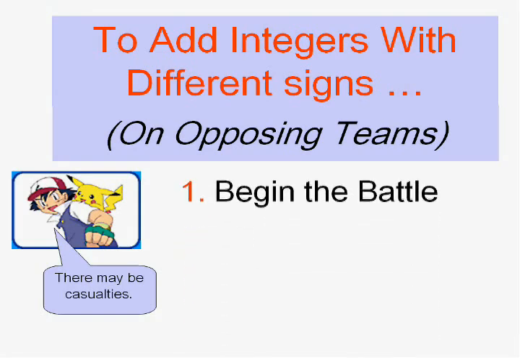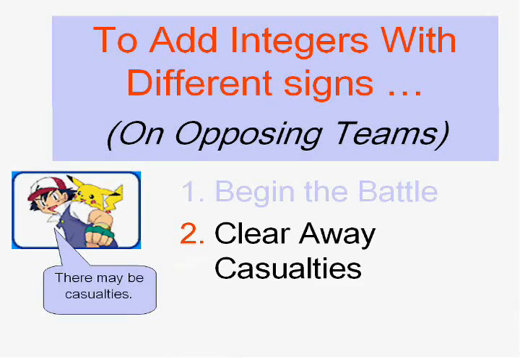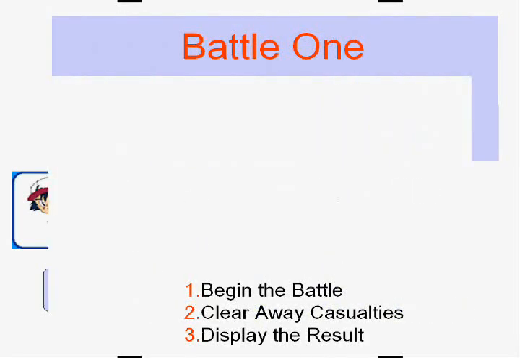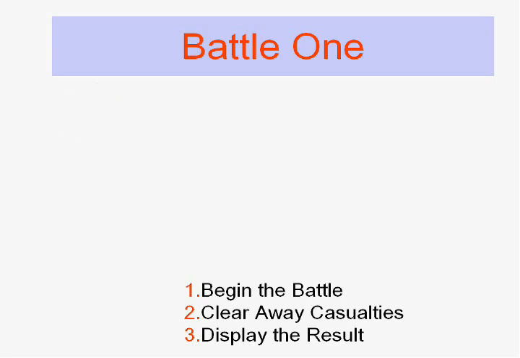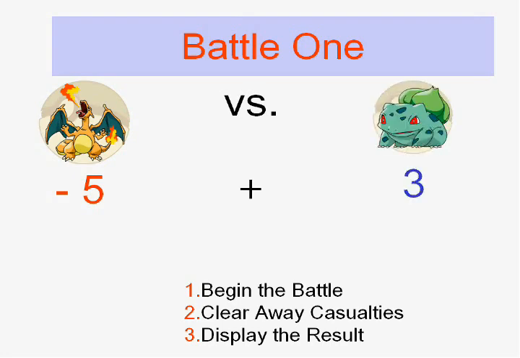So what you're going to do is first, I'll give you a demonstration of this. We're going to begin the battle by bringing out the opposing teams. We'll clear away casualties and display whoever's standing after all the deaths have occurred. Show you what I mean. In battle 1 tonight, we'll have -5 versing or adding to +3.